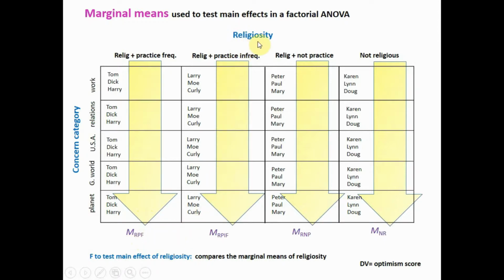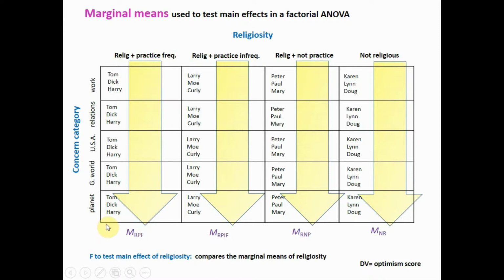Then we're going to do the same thing here. We're just looking at one factor, and we're going to look at this column, a specific level of that factor. We add together all these scores and divide by however many scores we added up, and this gives us the marginal mean for religious practicing infrequently. Then we do the same thing here: within this factor and this specific level, we add up all these scores and find the mean. This is the marginal mean for religious not practicing. Then we do the same for this last column, and that's the marginal mean for not religious. Because we have four levels of religiosity, we end up with four marginal means. You'll notice it's as if concern category doesn't exist. We're focused on just religiosity, just this one factor, and we're going to ignore the other factor completely.